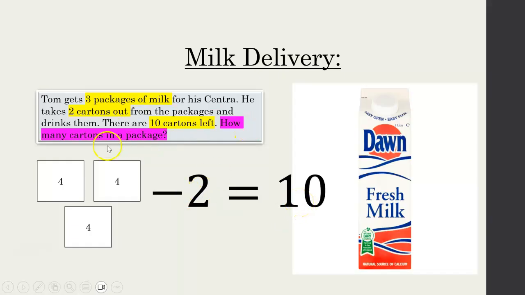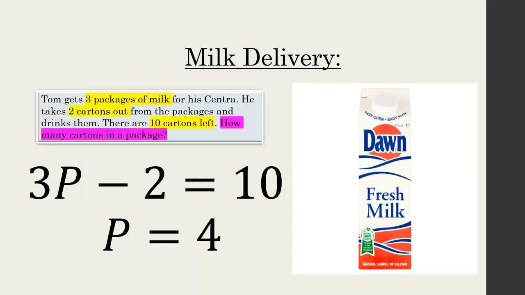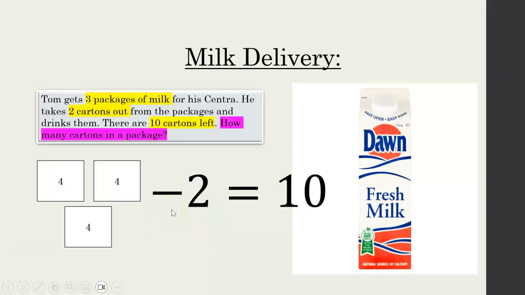So how many cartons are in a package? Well, there'd be 4. So I had 4 cartons in one package, 4 cartons in another package, 4 cartons in another package. I took 2 out, then I was left with 10. So if I was using the algebra way, I had 3p is what I let my packages be, minus 2, because I take 2 cartons out, is equal to 10. So what's p equal to? Well, p was equal to 4. That's what we found out back here.